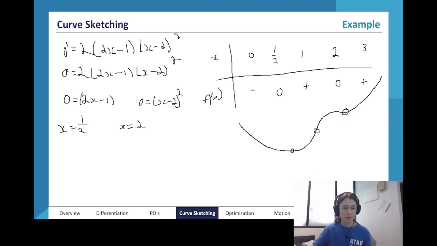So the nature of our stationary points, this is going to be a local minimum. And then this here, because it is a stationary point and a point of inflection, is going to be what we call a horizontal point of inflection.